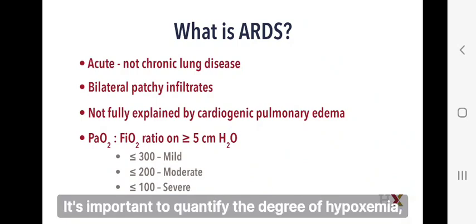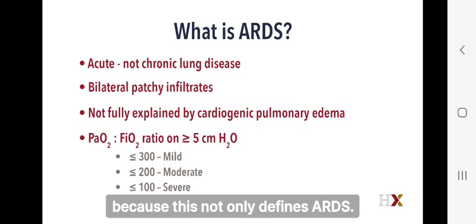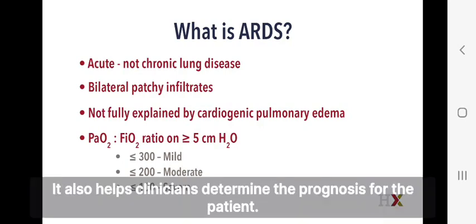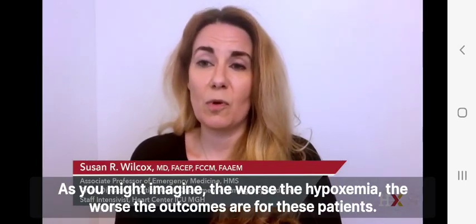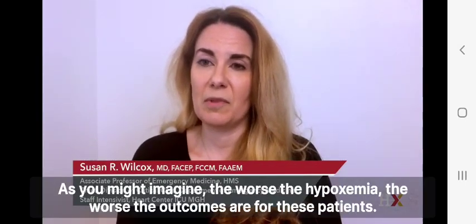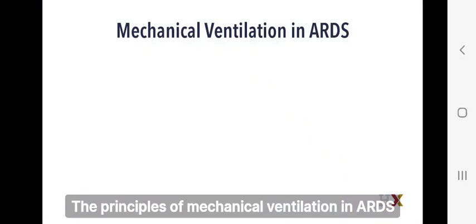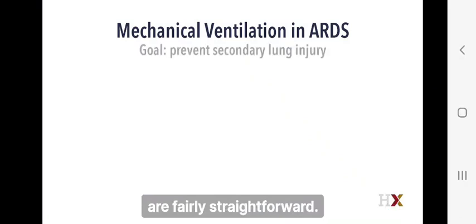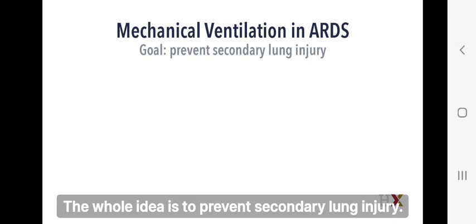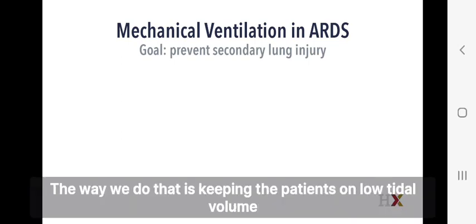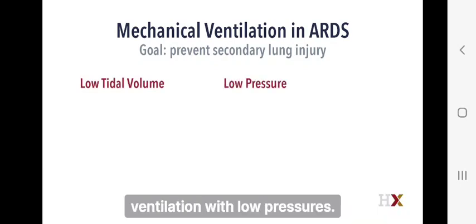It's important to quantify the degree of hypoxemia because this not only defines ARDS, but also helps clinicians determine the prognosis for the patient. As you might imagine, the worse the hypoxemia, the worse the outcomes are for these patients. The principles of mechanical ventilation in ARDS are fairly straightforward. The whole idea is to prevent secondary lung injury. The way we do that is keeping the patients on low tidal volume ventilation with low pressures.